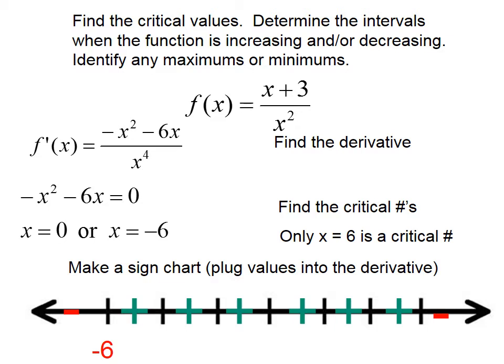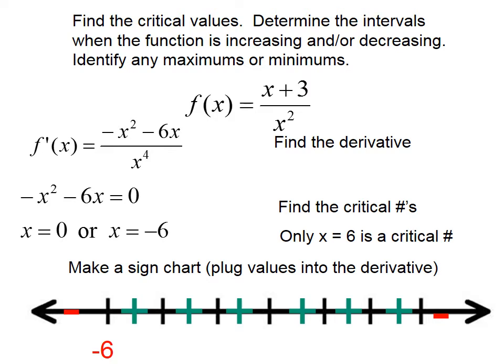Now, I did evaluate numbers to the left and to the right of 0. And notice at 0 we do go from positive to negative. However, that is a point of discontinuity and therefore not a critical number. Although the values are changing, between negative 6 and 0 you have positive slopes, and after 0 you have negative slopes. It is not a min or a max because the function does not exist at x equals 0.